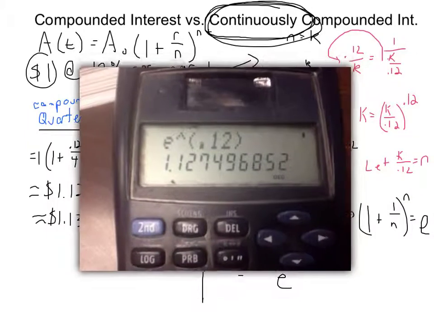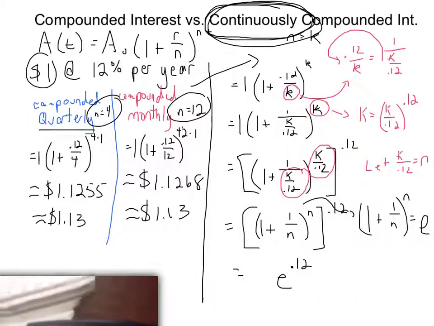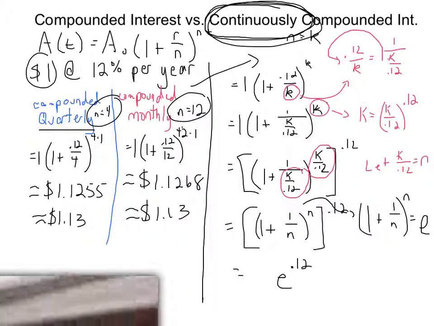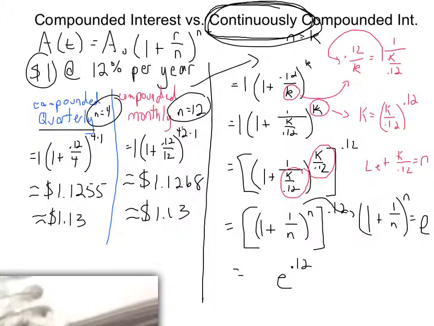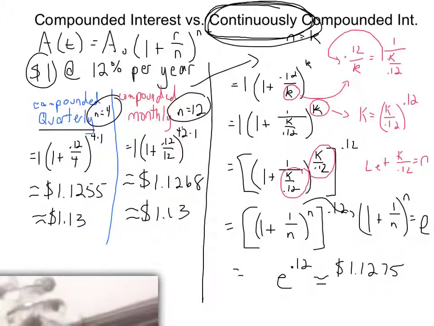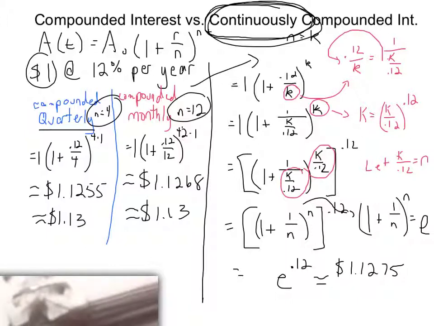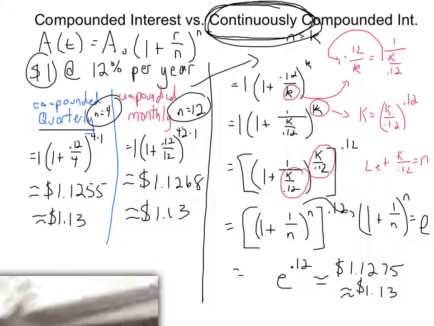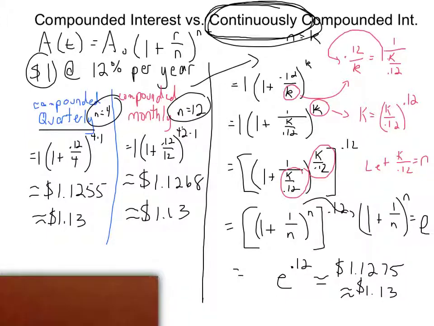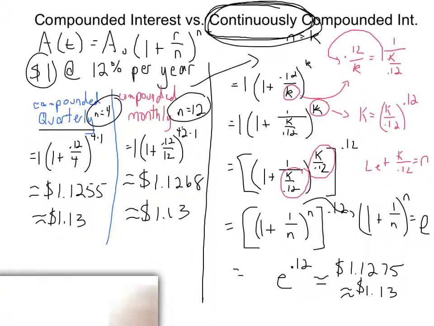All right, so what was that? It was about $1.1275. So you'd have even more money. But, I mean, technically, come on, Mr. Williams, it's still just $1.13. But imagine what happens when you start with bigger amounts of money instead of just $1. Well, compounding continuously, you get a lot more money.